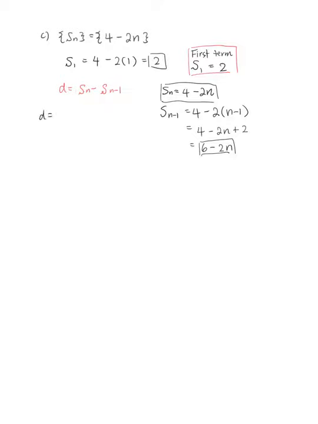Alright, so now let's see. Our d is s sub n minus s sub n minus 1, which is 4 minus 2n, and then minus 6 minus 2n. So this is going to become 4 minus 2n minus 6 and then plus 2n. And these two are going to cancel each other out. So yes, we are able to find a common difference, and common difference d is negative 2.